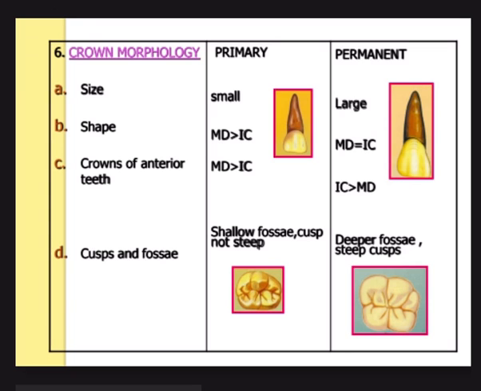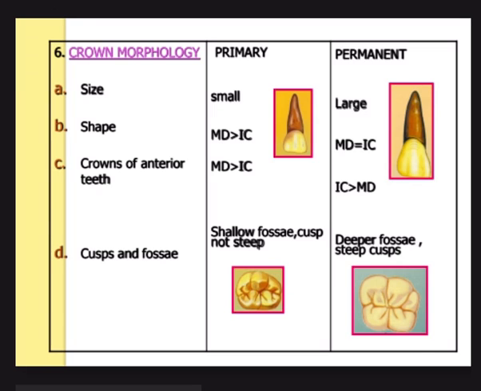Now coming to cusp and fossa, you get very shallow cusps and fossae, which are not very steep. This is the occlusal anatomy. You will find this shallow fossa and cusp, which is a good thing, as there is a lesser chance of food lodgement. Whereas in your permanent, you will find deeper fossae, steep cusps and all. As a result, you will get very prominent pits and fissures.